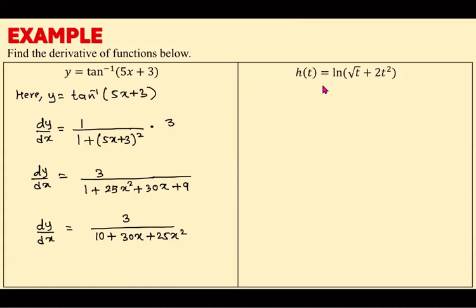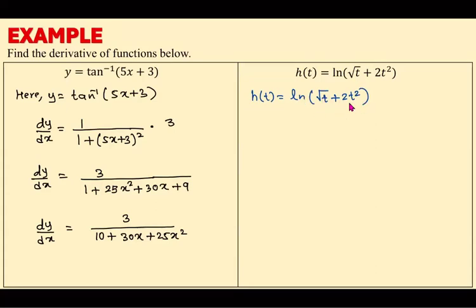Okay, here is the next one. h of t, a log function. h of t is equal to the natural log of the square root of t plus 2t squared. So this is also a composite function. The outside function is the natural log function, and the inside function is this one.